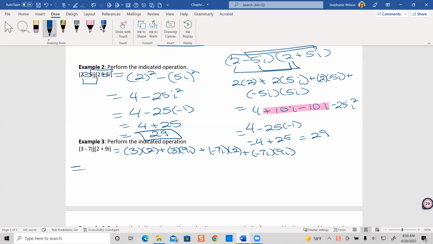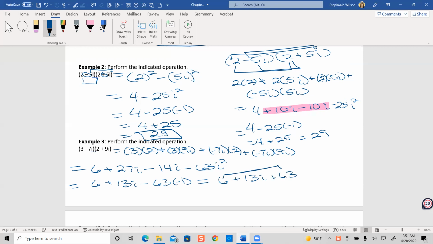All right. So now I got 3 times 2 is 6. 3 times 9i is 27i. Negative 7i times 2 is negative 14i. Negative times positive is negative. 7 times 9 is 63. And i times i is i squared. So now I got 6 plus, because if you have $27 and you spent 14, we have 13i. And then I got this negative 63, but i squared is negative 1. So now I got 6 plus 13i plus 63. And we're going to put the 6 and the 63 together because they're like terms. And we're going to write it as the real plus or minus the imaginary.